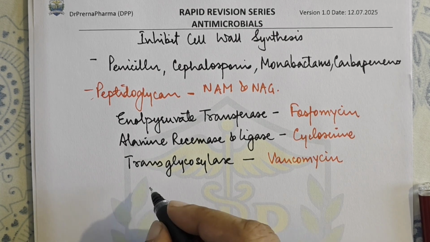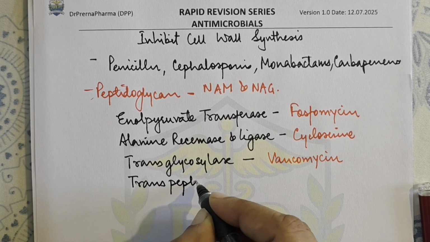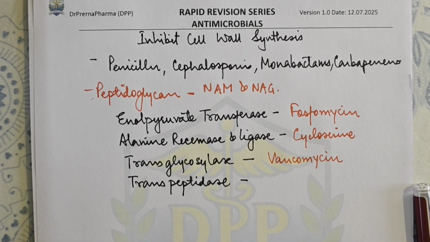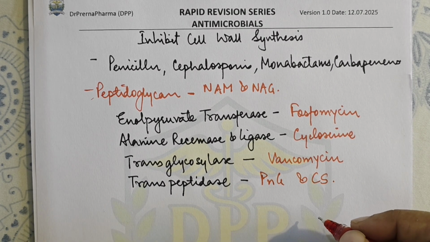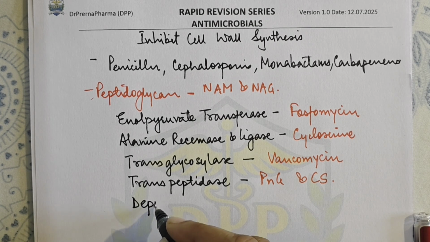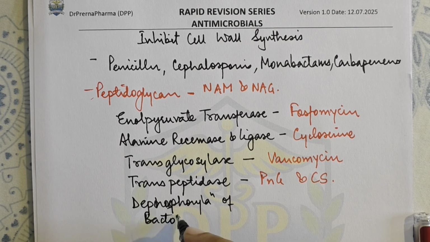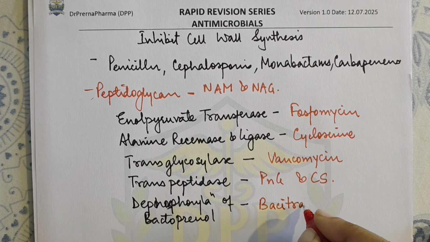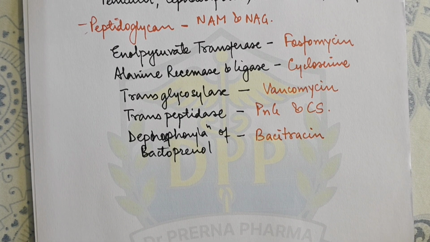Then strength to this peptidoglycan chain is provided by cross-linking, and that is done with the help of transpeptidase, right? And the drugs which inhibit transpeptidase are penicillin and cephalosporin. Okay, so these are the drugs. Then the last one is bactoprenol. So dephosphorylation of bactoprenol is inhibited by bacitracin. So these are the various targets in the cell wall synthesis, and these are the antibiotics which inhibit them.